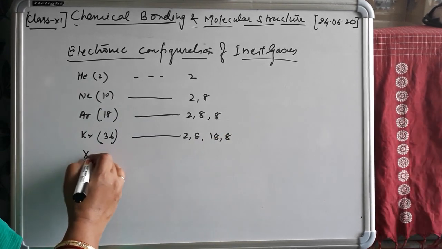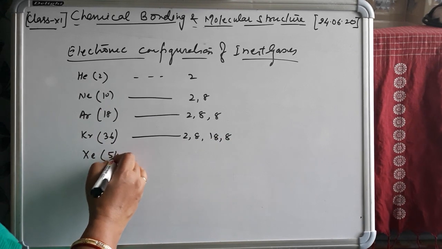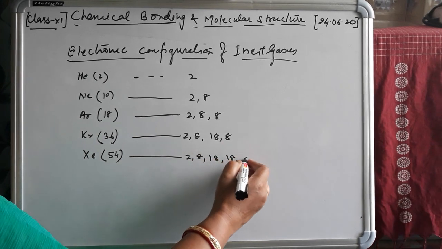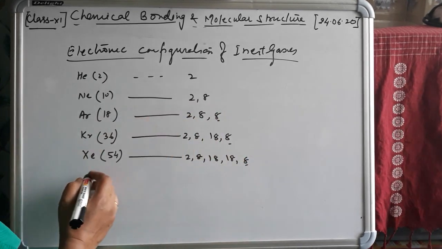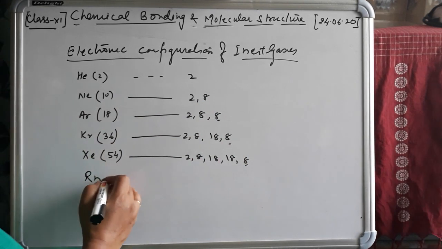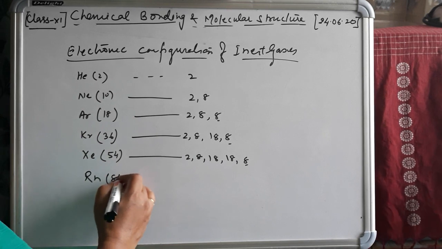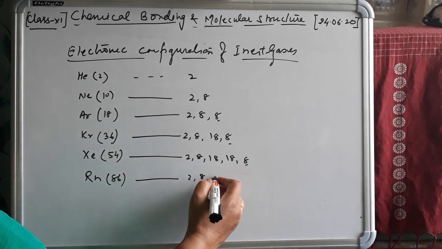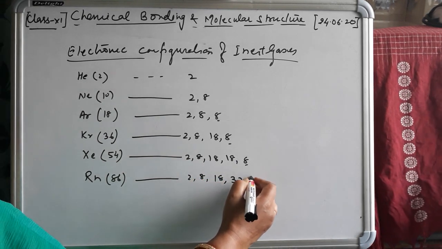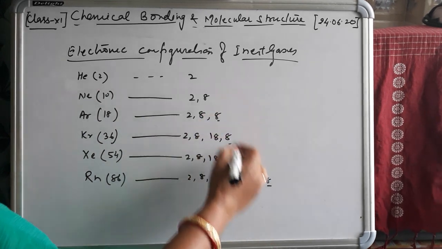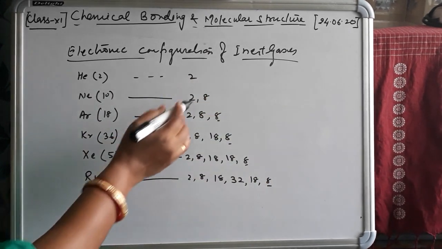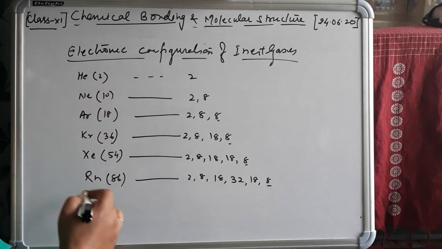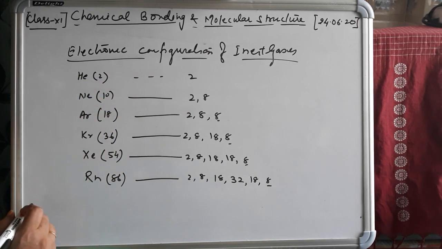After krypton, see xenon, atomic number 54, 2-8-18-18-8, again 8 valence electrons. And last is radon, a radioactive element, but it is also considered a noble gas in group 18, with configuration 2-8-18-32-18-8. So students, scientists thought that 8 valence electrons make it stable, so this type of species does not take part in chemical reactions.